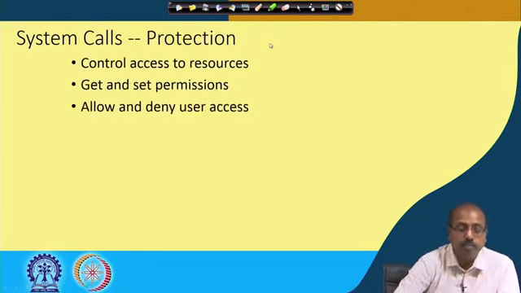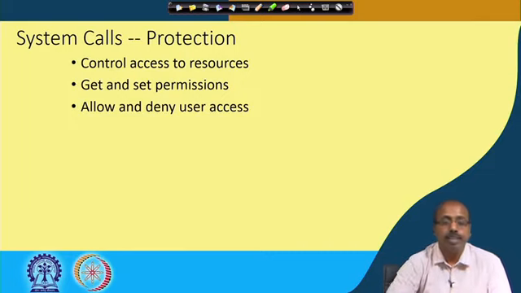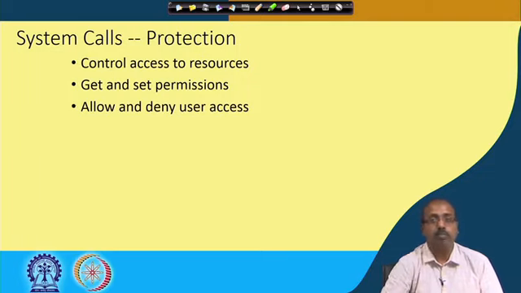For protection, we should get control access to resources. This is important. So we should have system calls that will control access to resources, get and set permissions, and allow and deny user accesses. These are the protection related system calls that should be available.